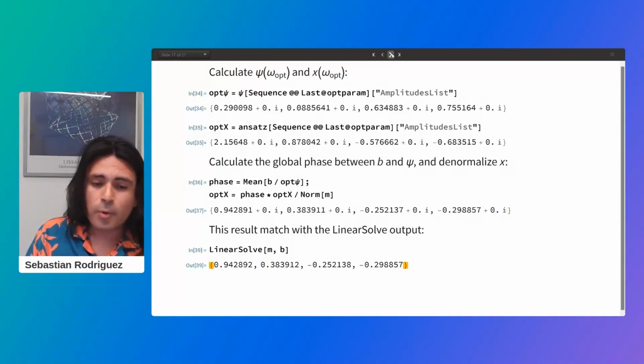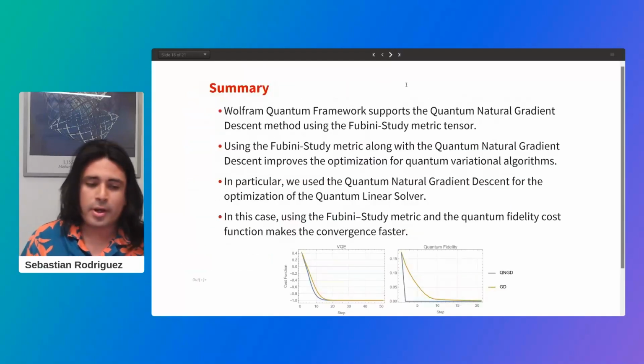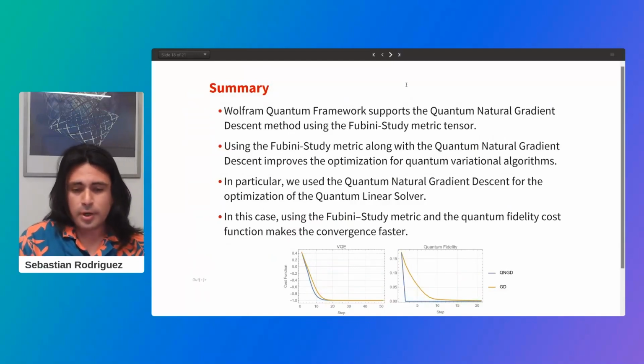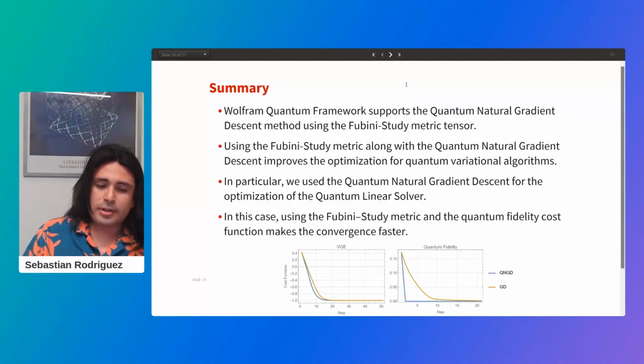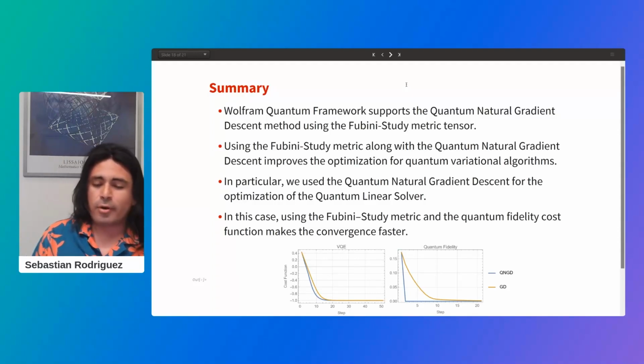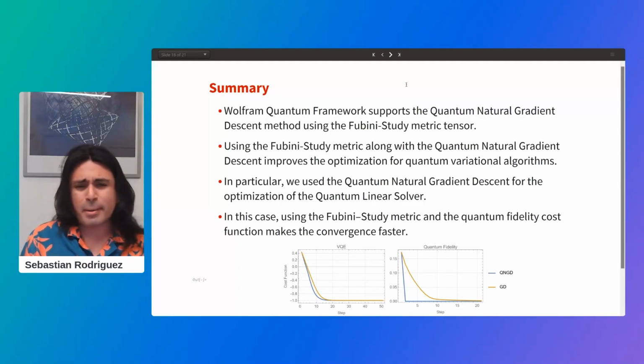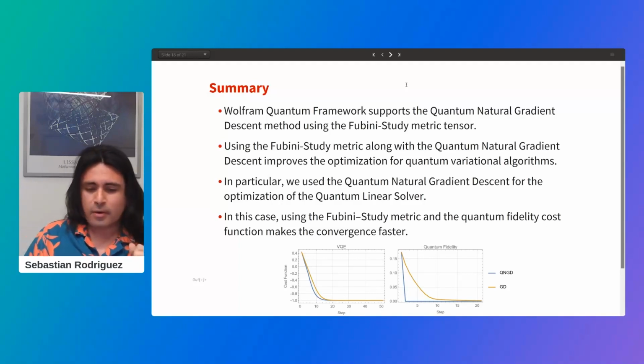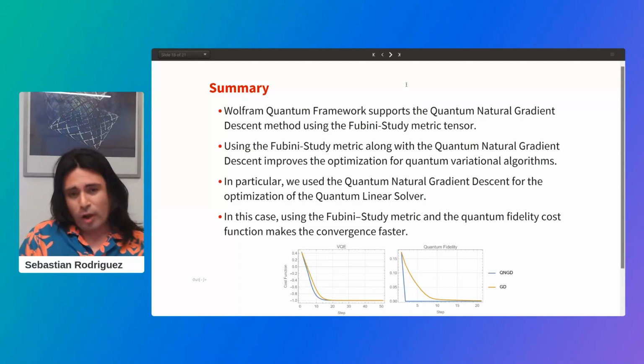So now we can give a little summary of our presentation. So first, the Wolfram Quantum Framework supports the quantum natural gradient descent method using the Fubini study metric. And we have all those functionalities already available. So we use the Fubini study metric with the quantum natural gradient descent, and we saw that it improved the optimization for our quantum variational algorithms. In particular, we can see that the quantum natural gradient descent and the quantum linear solver fit pretty well.